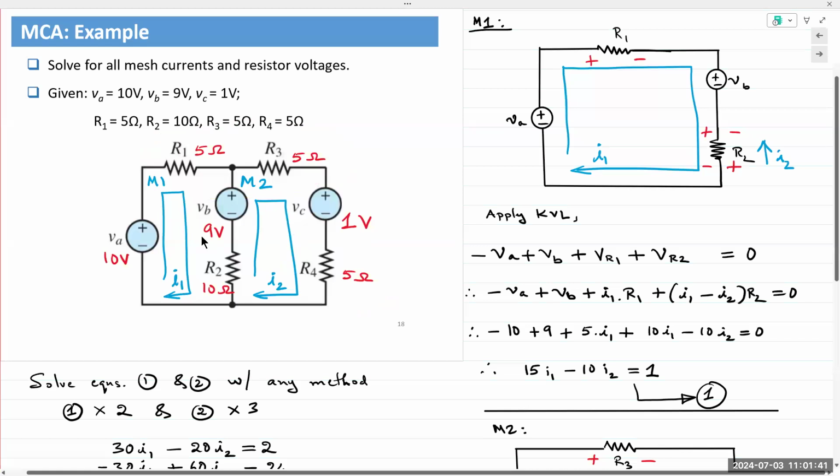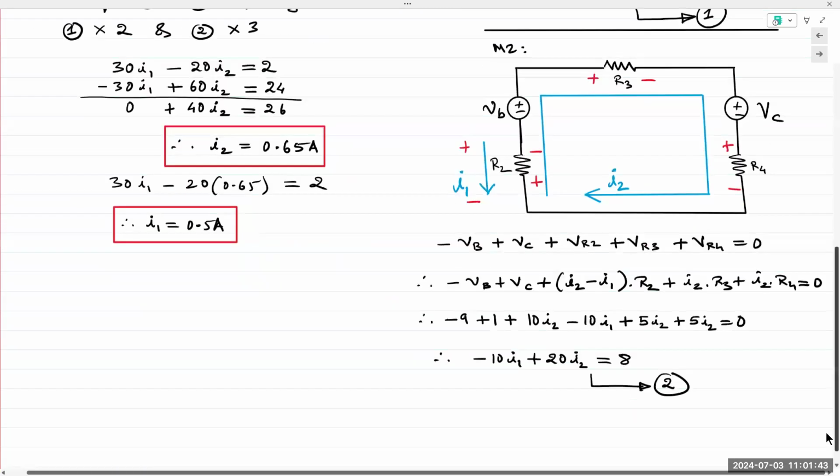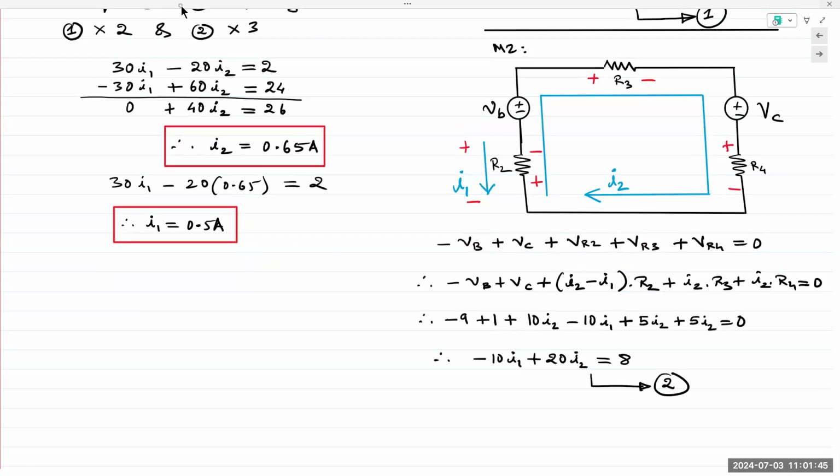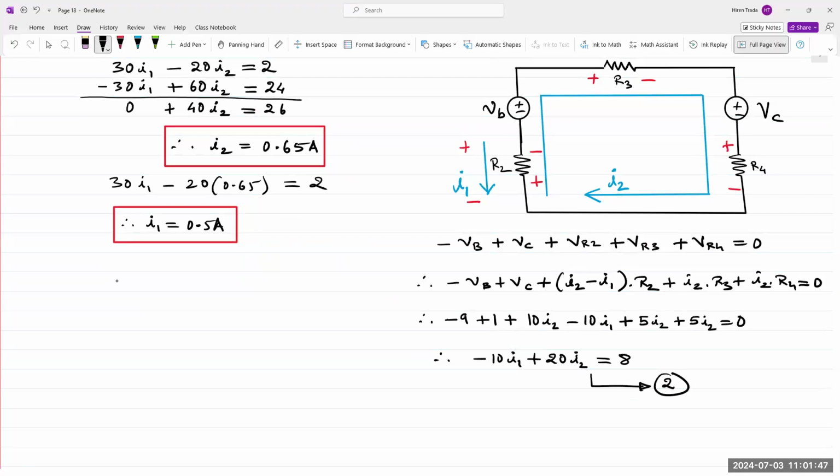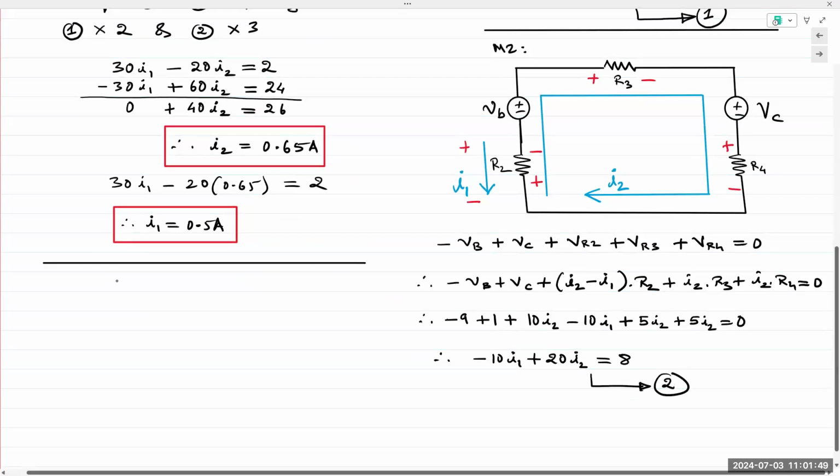So then let's take a look at R2, because R2 is shared. If R2 is shared, we just draw out R2, right? And so R2 is right here. And what do we have? We have I1 coming down. We have I2 going up. So this is R2.